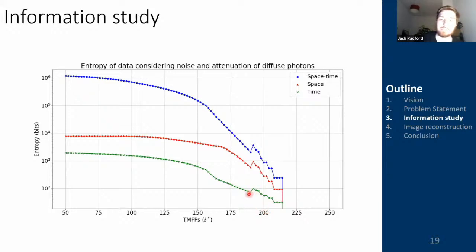And this is for some practical values. So like 10 milliwatts of laser power, which is safe for using on the skin, and 60 seconds acquisition time, which is quite reasonable. So we'd expect to see information beyond about 12 centimeters of human tissue, which is quite exciting. And again, the blue here is the space and time resolved information. It has orders of magnitude more information.